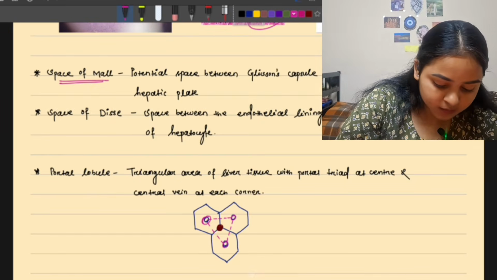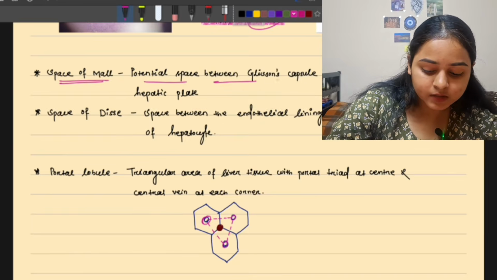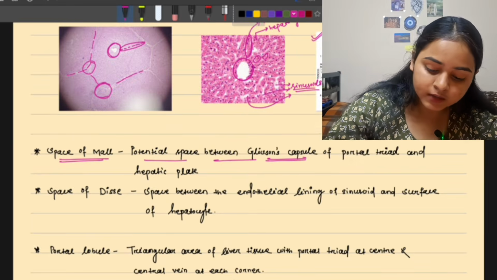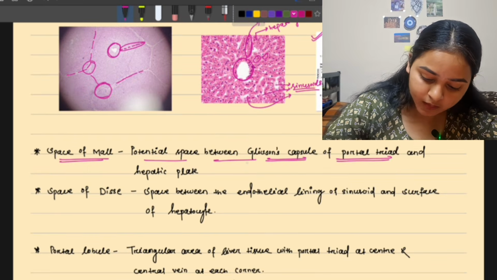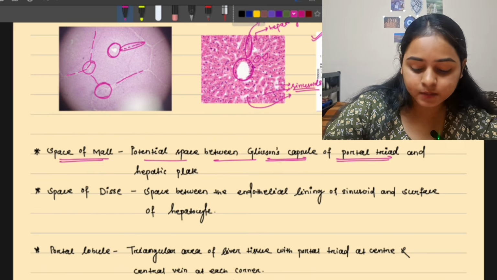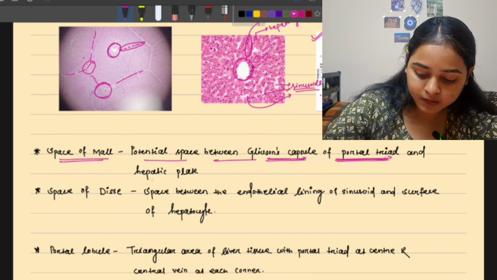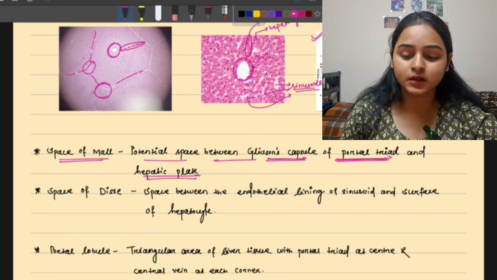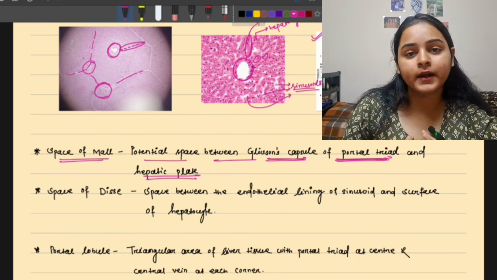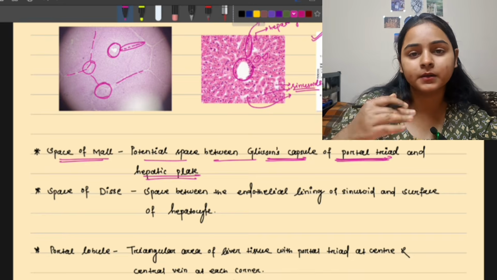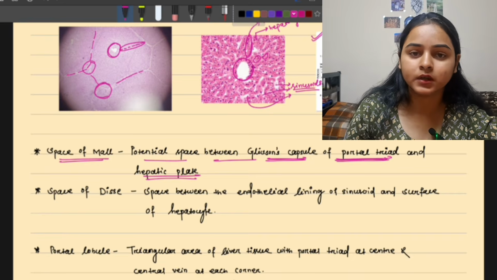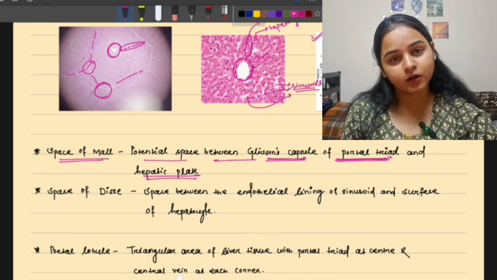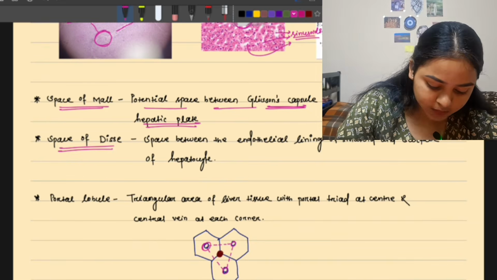So what is the space of Mall? It is a potential space between the Glisson's capsule and the portal triad. It is a potential space between the Glisson's capsule of the portal triad and the hepatic plate. You know the capsule of liver is known as Glisson's capsule. So the gap between the capsule of the portal triad and the hepatic plate is called the space of Mall. Understood? Now let's come to the space of Disse.